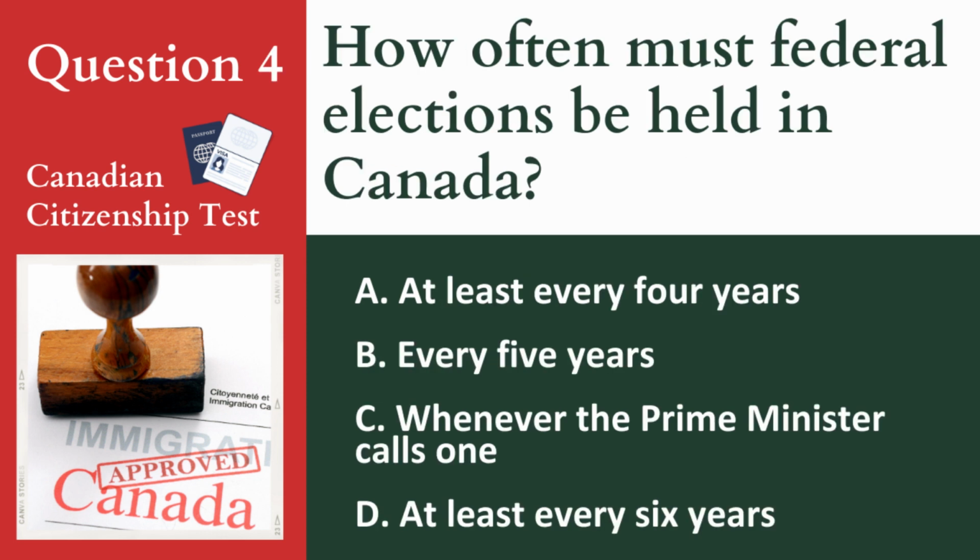Question 4. How often must federal elections be held in Canada? A. At least every 4 years. B. Every 5 years. C. Whenever the Prime Minister calls one. D. At least every 6 years. Answer. A. At least every 4 years. According to the Canadian Charter of Rights and Freedoms, federal elections are to be held at least every 4 years.